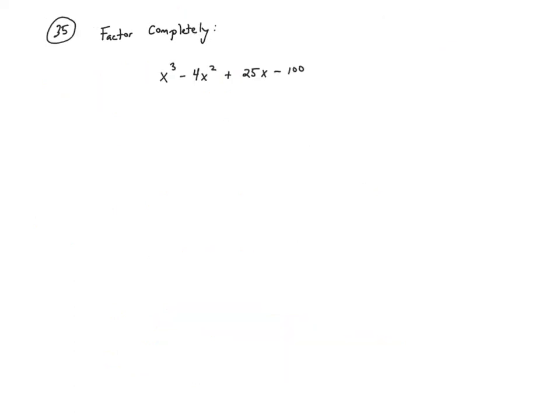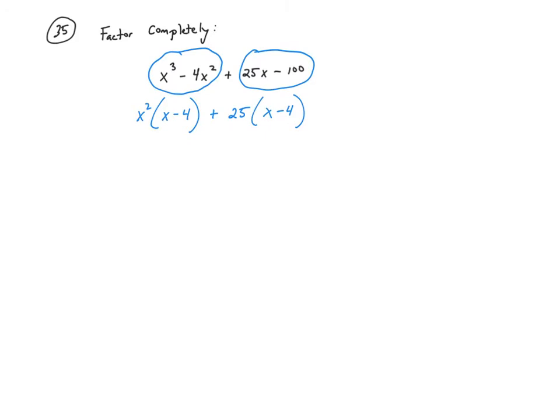Number 35. Factor completely. x cubed minus 4x squared plus 25x minus 100. We can notice that this is a factor by grouping problem. So, circle the two groups. From the first group, we can factor out an x squared, and we're left with x minus 4. From the second group, we can factor out a positive 25, and we're left with an x minus 4.